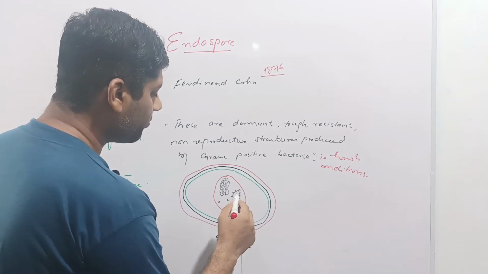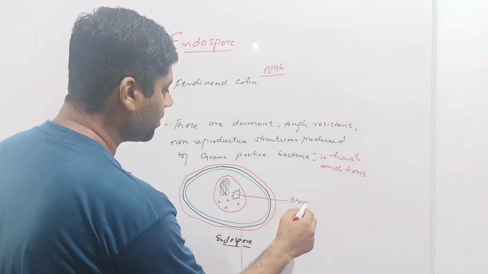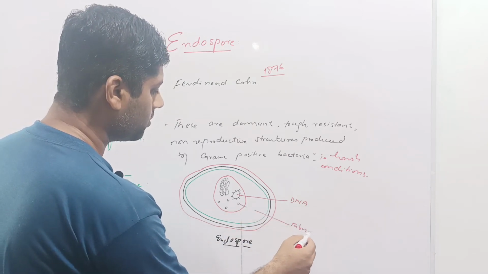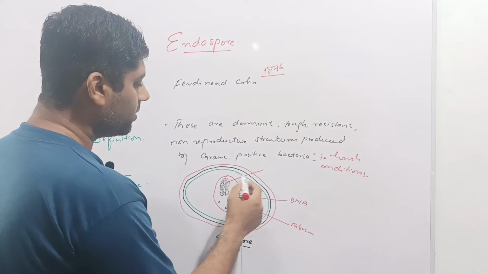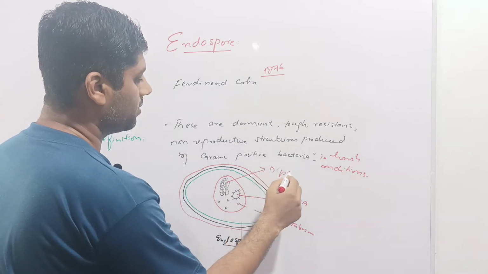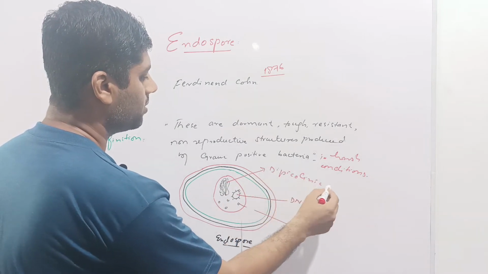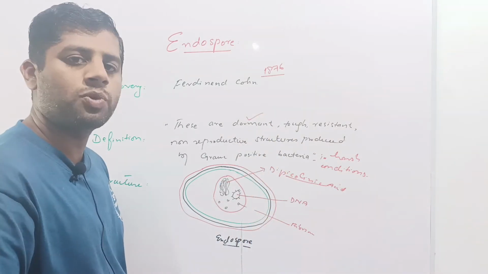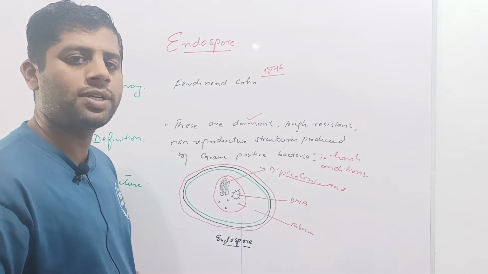The most interior, first of all, this is the DNA molecule or genome of the bacteria. These are ribosomes, the small granules, and these are the proteins Dipicolinic acid. Dipicolinic acid are the proteins which help in dormancy of the endospores. Due to such proteins, Dipicolinic acid, the endospores remain dormant for years.